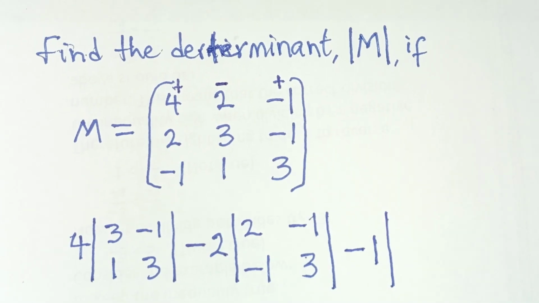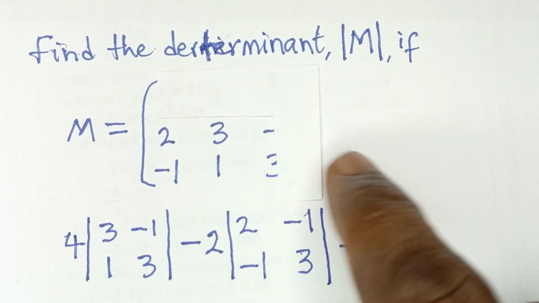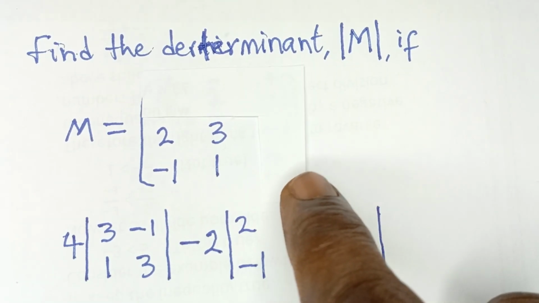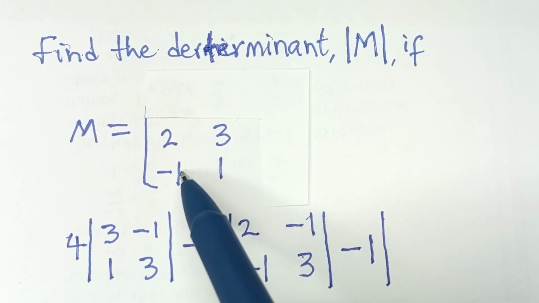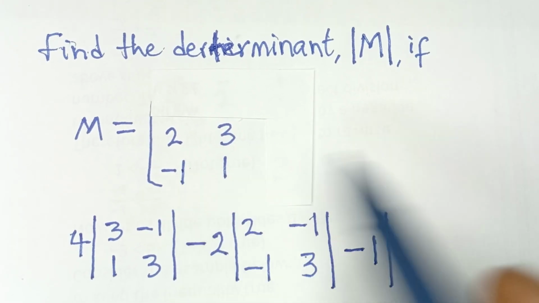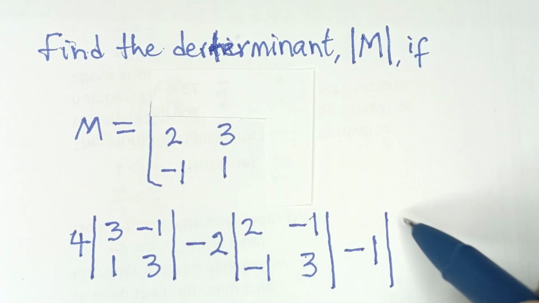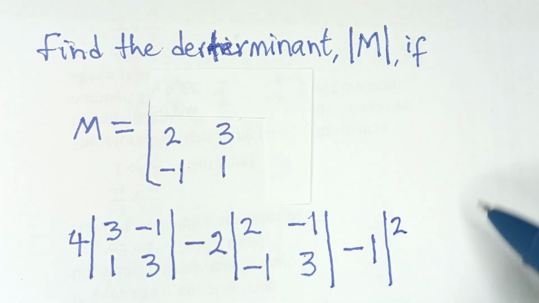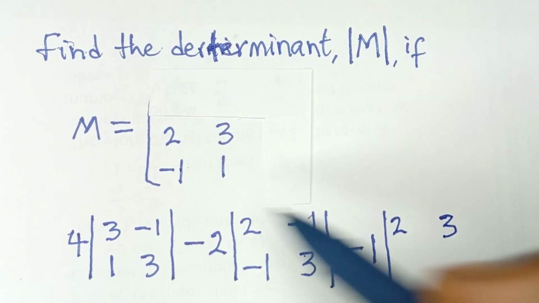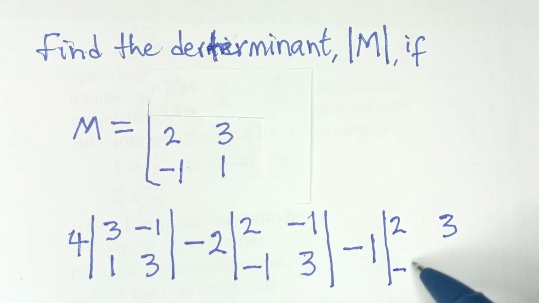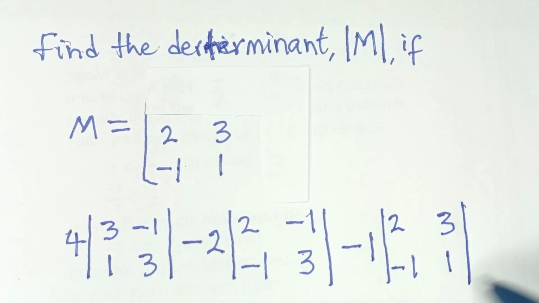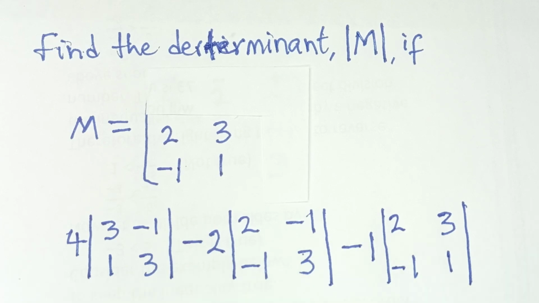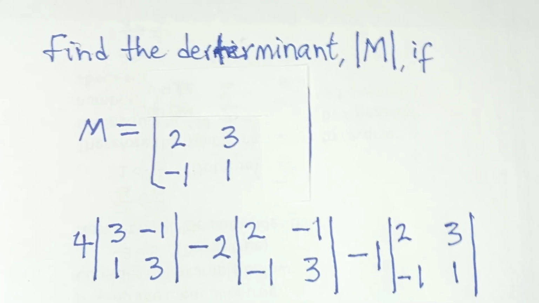So let me use this paper now to also show what will be left, the 2 by 2 matrix that we're going to take. So this is the 2 by 2 matrix that will be left in the process. So I'll take that as 2, and then 3, and then negative 1, and then 1 finally. So this is the way to go about a 3 by 3 matrix.